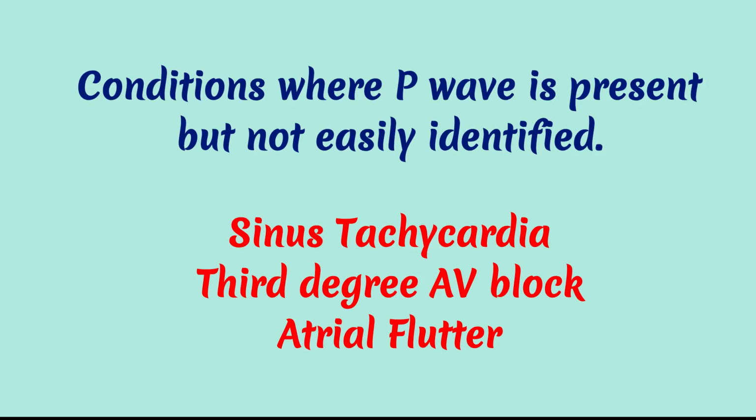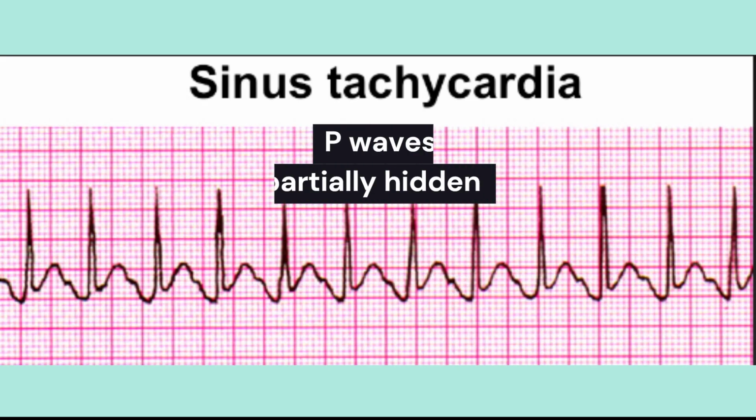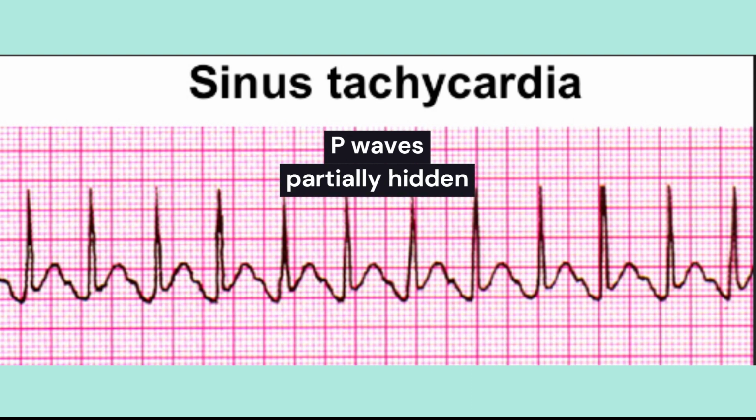In a few conditions, P wave is present but not easily identified. For example, in sinus tachycardia, third degree AV block, or in atrial flutter. It is very common for P waves to be present but not immediately obvious. Before concluding that P wave is absent, carefully examine lead 2 and lead V1. P waves are best seen in these leads.